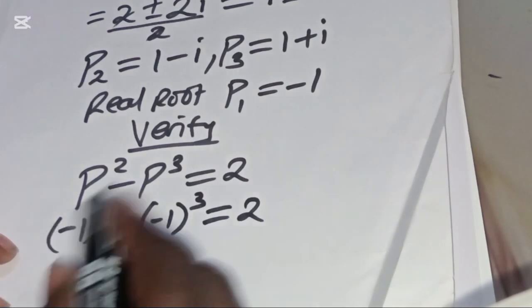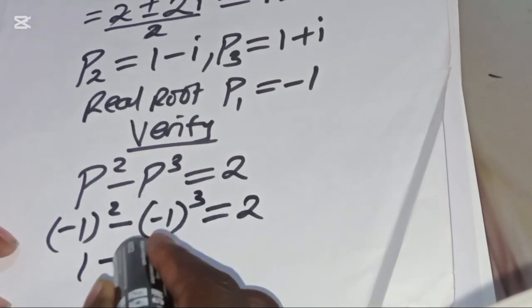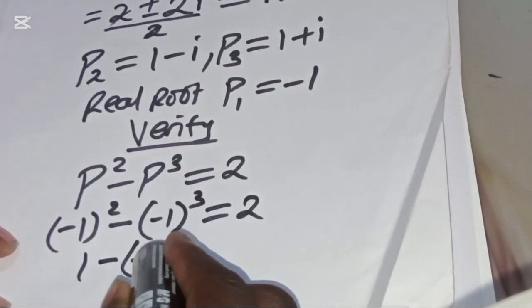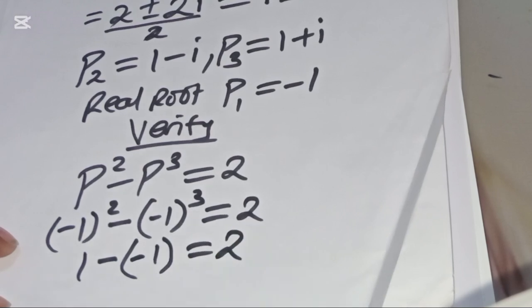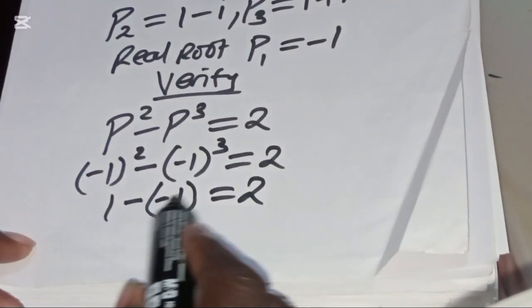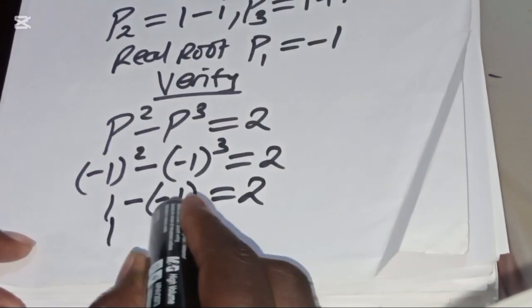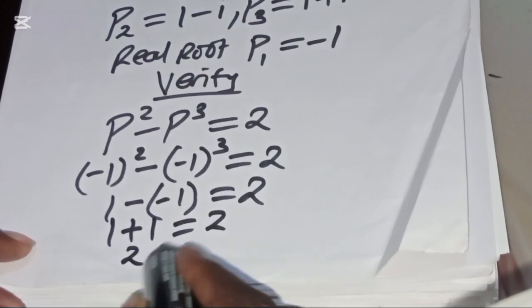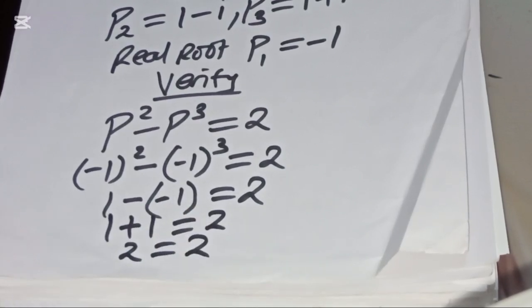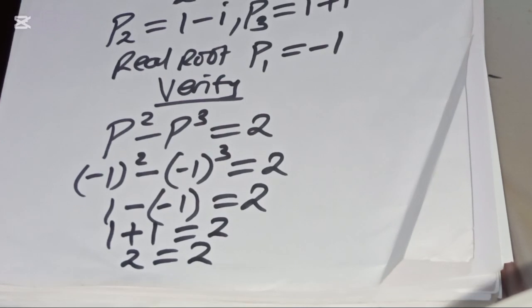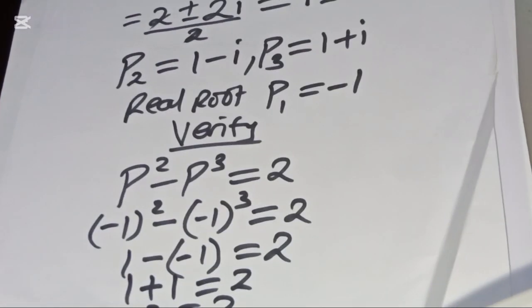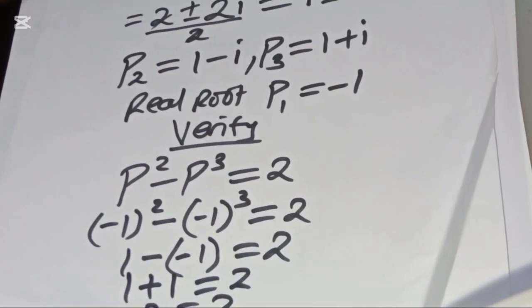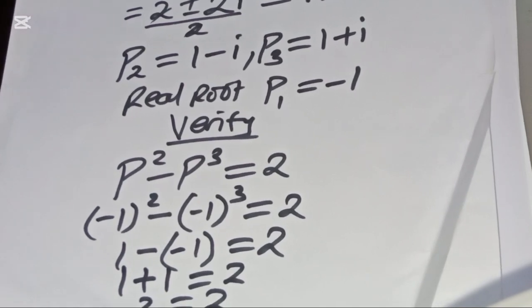Okay, so -1 squared, this is 1. Subtract -1 cubed, this is -1. This should give us a value of 2. So here you have 1 minus -1. This is 1. Negative times negative, this is +1, which is equal to 2. So 1 plus 1 is 2, which is equal to 2. And that shows that the left-hand side is equal to the right-hand side, and that affirms that the only real root is p1, but altogether we have 3 solutions.